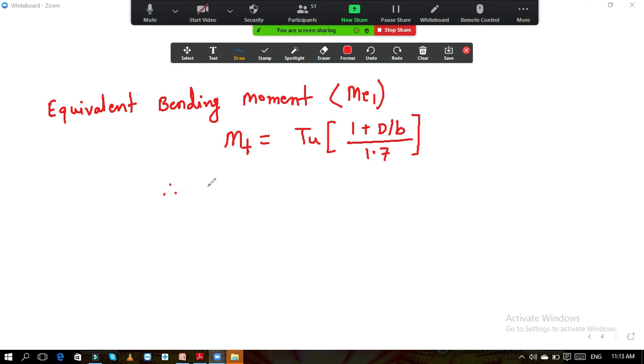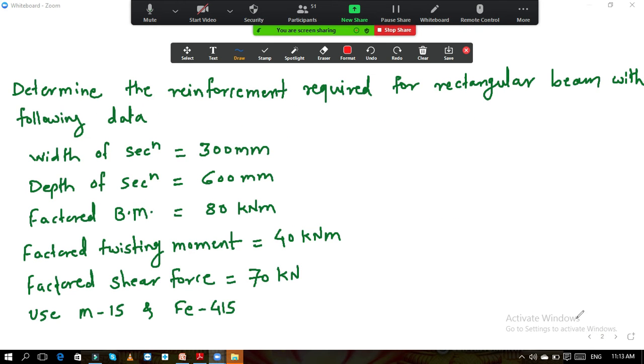So therefore Mt is equal to, just put the values over here. What is the value of Tu? Either you put all the values in kilonewton meter or you put all the values in Newton mm. So I will go for kilonewton meter. There is no problem, but make sure that the unit of every quantity is the same. The value of Tu given is 40 kilonewton meter.